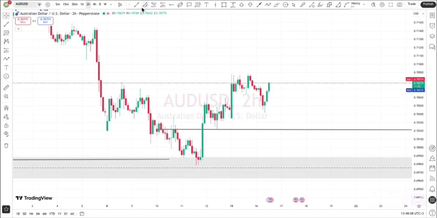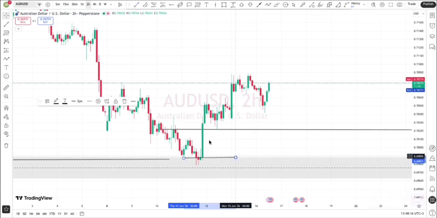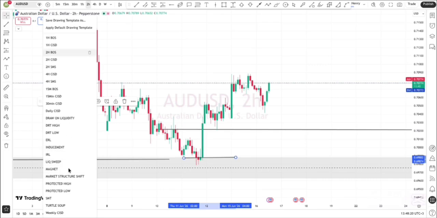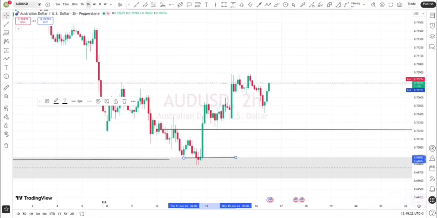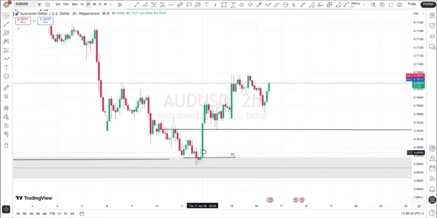The first thing is we saw this low here sweeping this low. The first thing I'll say there is that it is a TS, a turtle soup, according to me. Some people will call it a liquidity sweep, which is still okay. So this low here swept this low here. After sweeping that low, the next thing we saw happening is that the market formed a market structure shift.